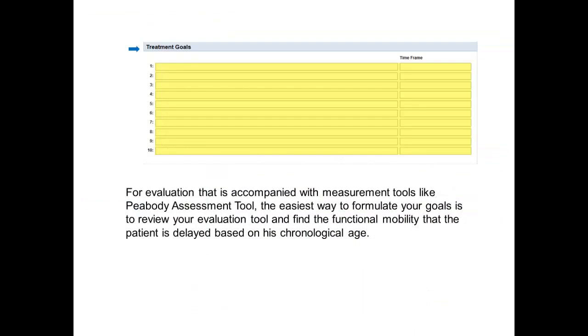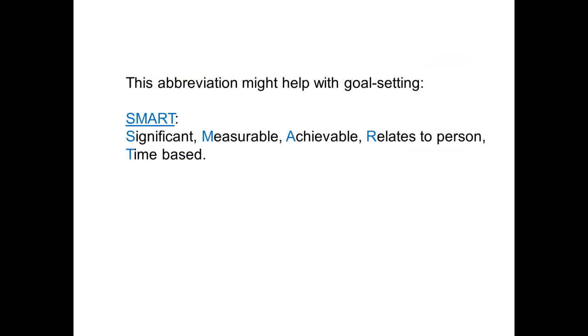of delay. For evaluations that are accompanied with measurement tools like the P-body assessment tool, the easiest way to formulate your goals is to review your evaluation tool and find the functional mobility that the patient is delayed in based on his chronological age. This abbreviation might help with goal setting. SMART: significant, measurable, achievable, relates to person, time-based.